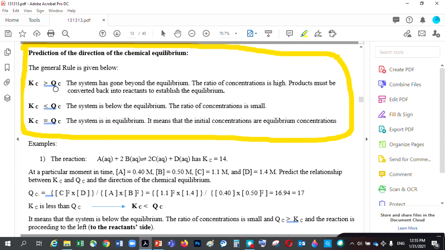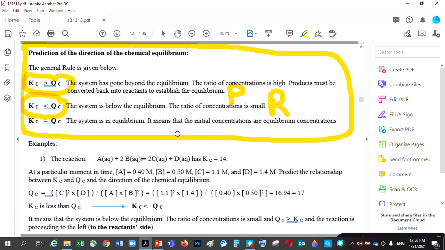The reaction goes to the right, but it is beyond the equilibrium, so it has to shift back to the side where there's less stress. Kc less than Qc, the system is below equilibrium. The ratio of the concentrations is small, which we can say is favoring the reactants. This is favoring the reactants, and this is favoring the product. So this is the product, this is the reactants.